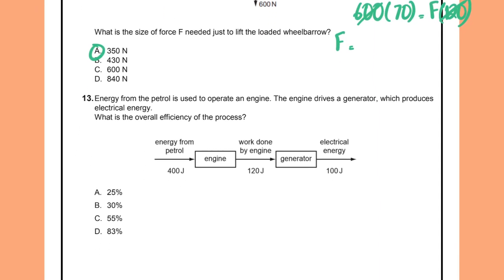Question number 13 then. Energy from the petrol is used to operate an engine. Engine drives a generator which produces electrical energy. What is the overall efficiency of the process? So this is the first input, this is then the work done, and this is finally the output. So efficiency by definition is output over input. I have 100 joules of output given an input of 400. So I just multiply this by 100%, which should turn out to be 25%. Right? Output over input.